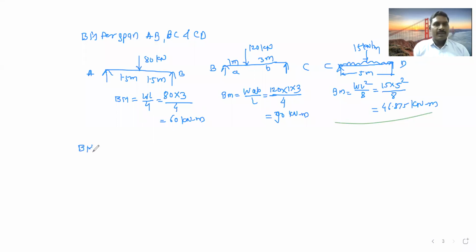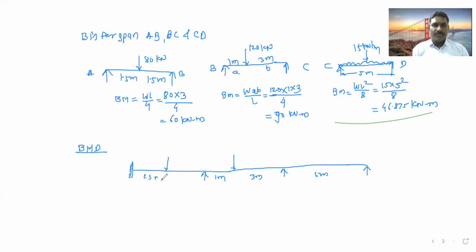So we will draw the BMD here. This is our beam. This is 5 meter. This is 1 meter. This is 3 meter. Again, this is 1.5 meter, this is 1.5 meter. So we will draw the BMD for this.